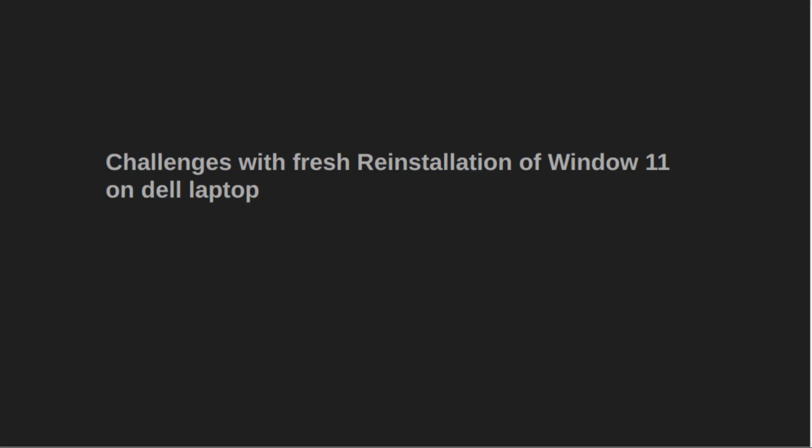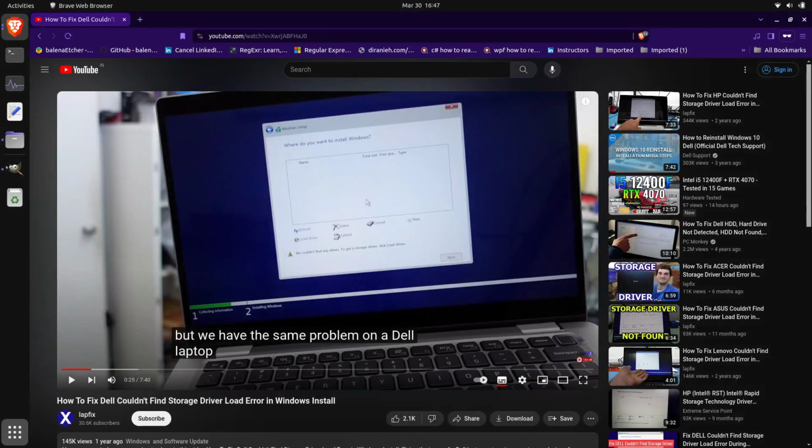The challenge which I faced was that the first time you install Windows, when you go to the screen or dialog where the internal SSD partitions should appear, to ask you where you have to install your Windows, those partitions were not appearing in my case. And there was an error: we could not find any driver. To get a storage driver, click load driver.